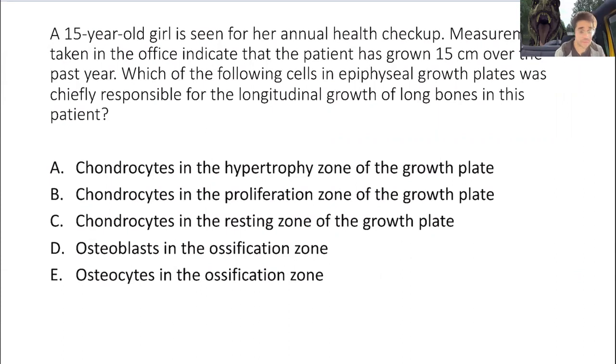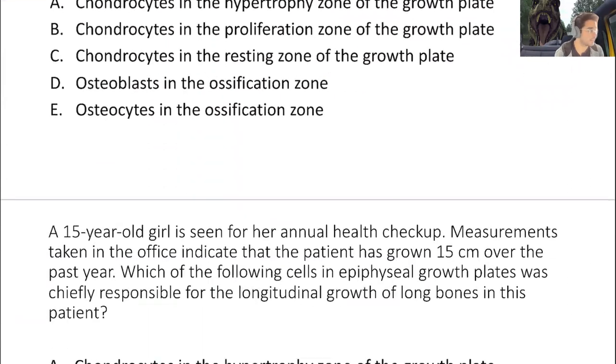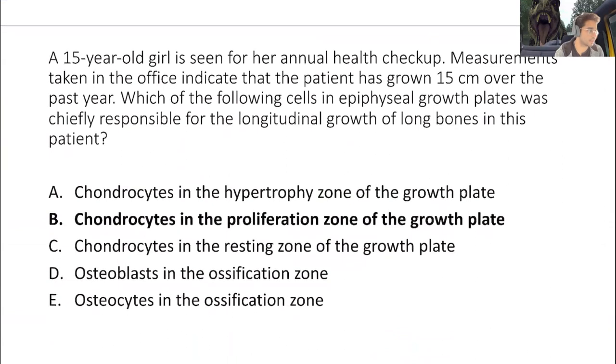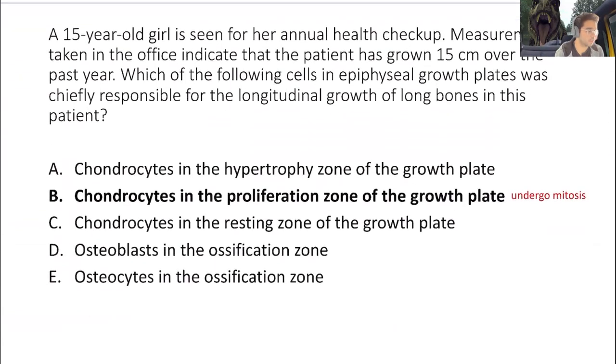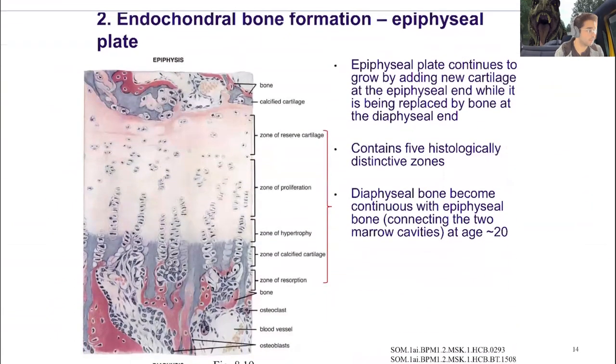Okay, so the answer here is B. You guys are doing fantastic. It's chondrocytes in the proliferating zone of the growth plate. That's important. Got to know this one, guys. It's undergoing mitosis, right? Proliferation, zone of proliferation. Here it is. Once again, stacked coins is the buzzword for proliferation.